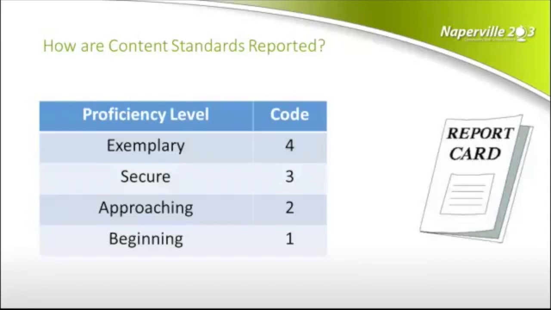Beginning is where the student demonstrates that he or she is working toward readiness for the reporting standard, but still dependent on others. A student is approaching when he or she demonstrates evidence of occasional independence or the potential for independence toward meeting the standard. Secure students demonstrate mastery of the reporting standard and can use content independently. An exemplary student demonstrates their skill or understanding at a level that exceeds expectations.